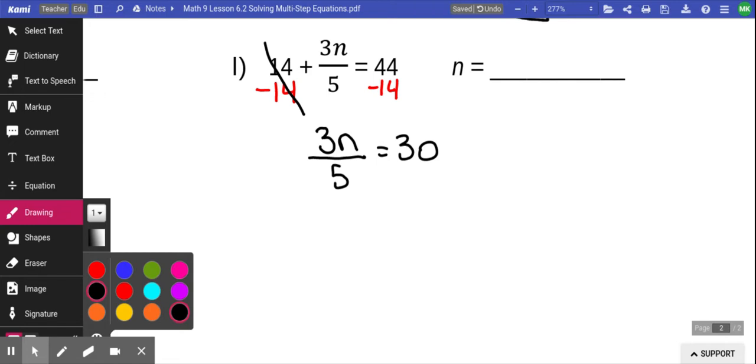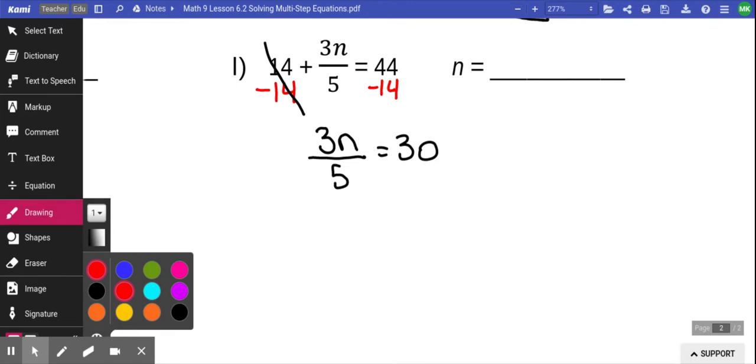Cool. We now have a unique situation here: we have 3 times n divided by 5, and we have to move both the 3 and the 5. You can do it in either order, right? Remember with BEDMAS, division and multiplication can switch spots. So you can choose to get rid of the divide by 5 first, or the multiply by 3 first. I'm going to choose to get rid of the divide by 5 first.